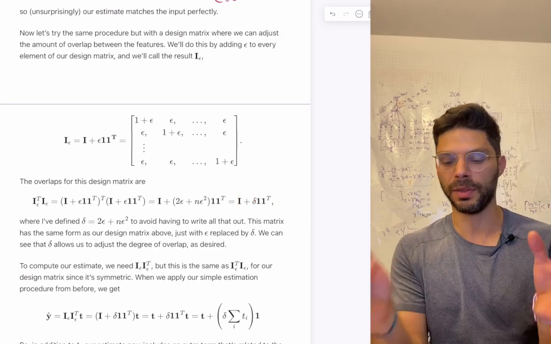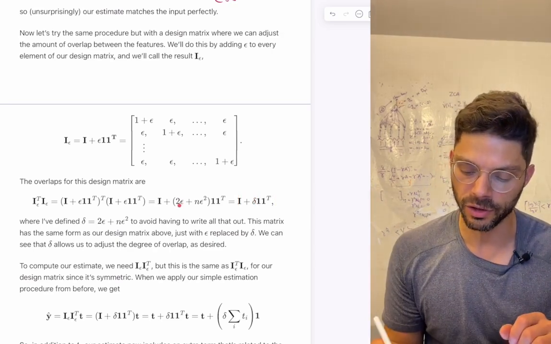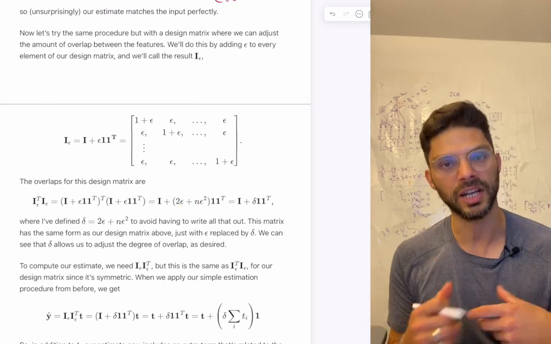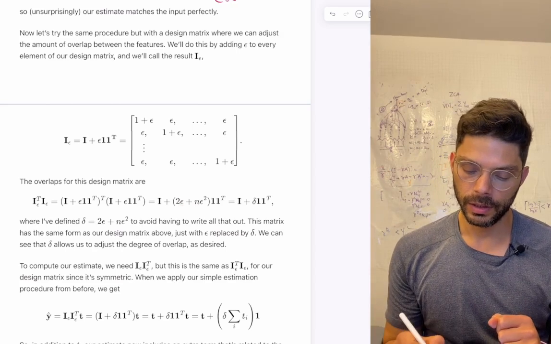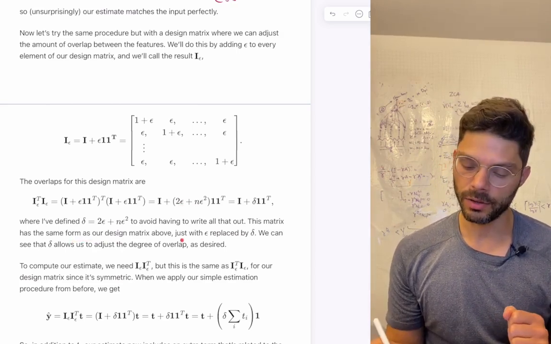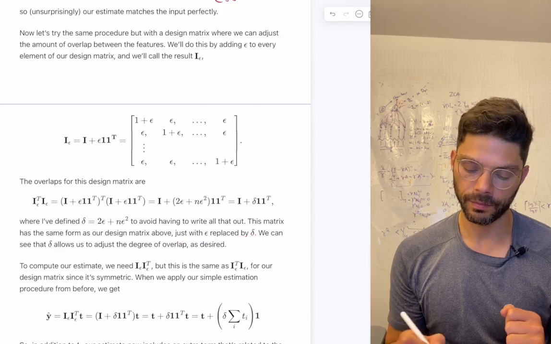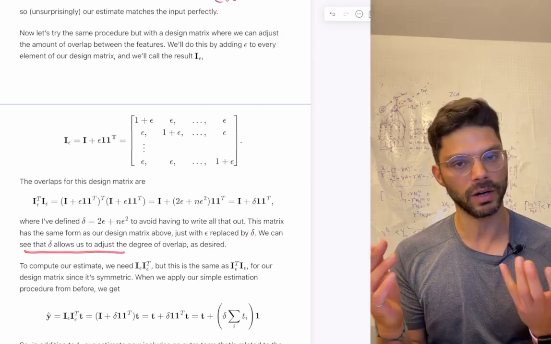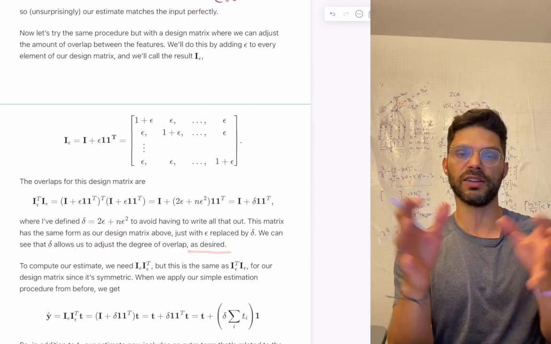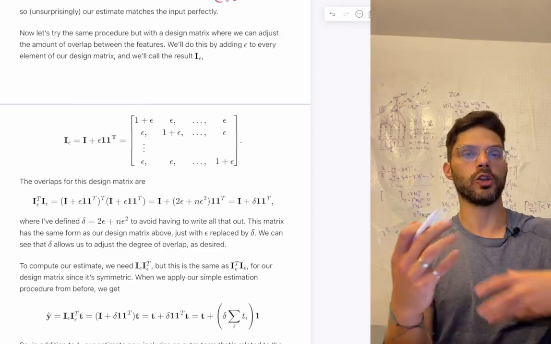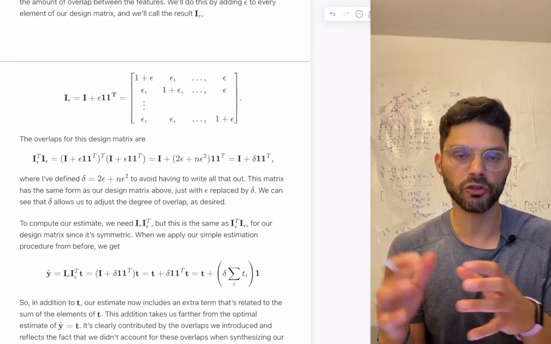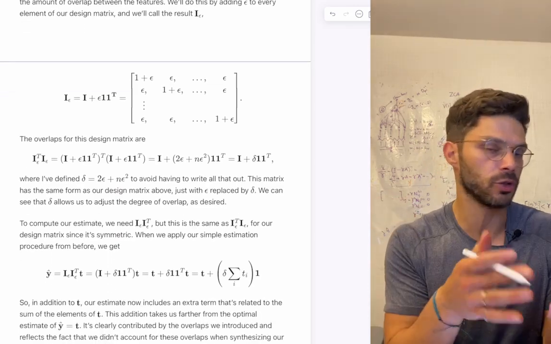So it's kind of the same kind of thing, and delta is just epsilon plus epsilon squared. So it's an increasing function of epsilon, as we expect. It has the same form as our design matrix, just with epsilon replaced by delta. And we can see that delta allows us to adjust the degree of overlap as we desired. Okay, so that just says, look, we've got this toy example to work with, and we can adjust the overlaps. And now let's try to reconstruct things, analysis, synthesis, just like before.